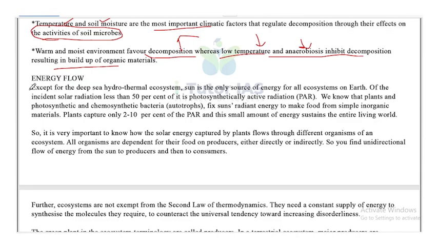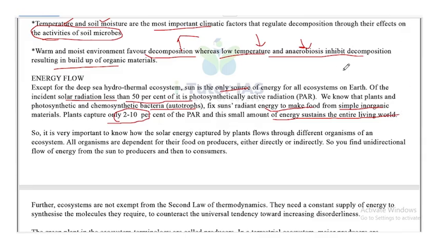Now let's move to energy flow. Except for the deep sea hydrothermal ecosystem, sun is the only source of energy for all ecosystems on earth. Of the incident solar radiation, less than 50% of it is photosynthetically active radiation. We know that plants and photosynthetic and chemosynthetic bacteria, that is autotrophs, fix sun's radiant energy to make food from simple inorganic materials. Plants capture only 2 to 10% of the photosynthetically active radiation, and this small amount of energy then sustains the entire living world.